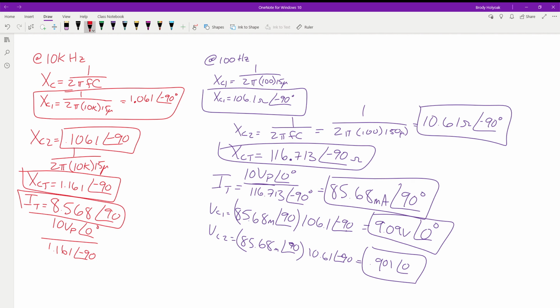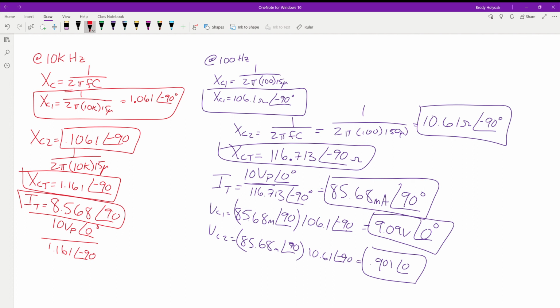Okay, what if we didn't have a voltage peak? What if we just said 10 volts? What do we need to assume? It's in RMS, root mean squared. So then we have to convert that into peak. You divide it by 0.707.